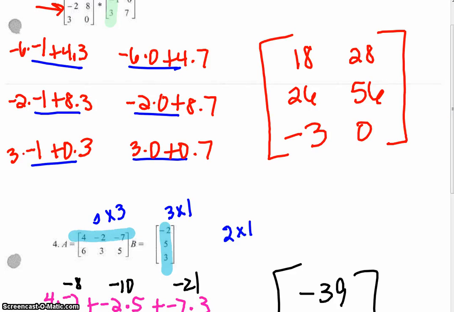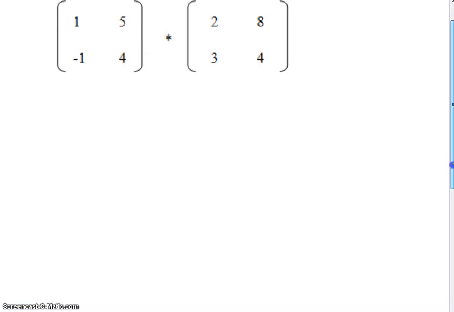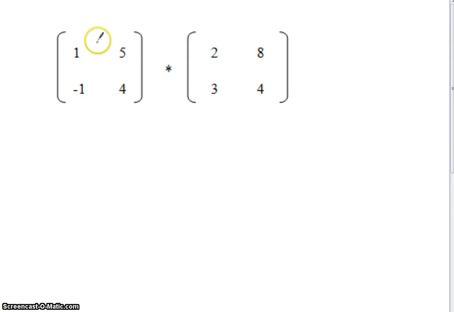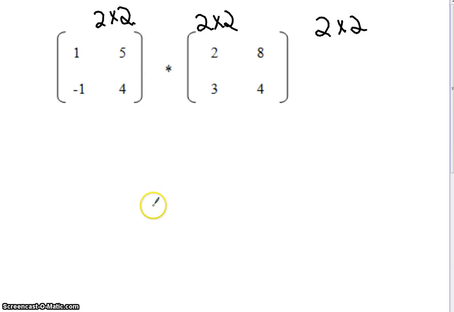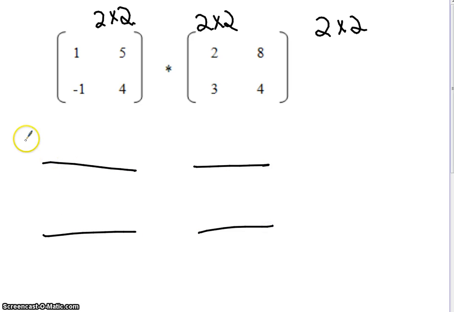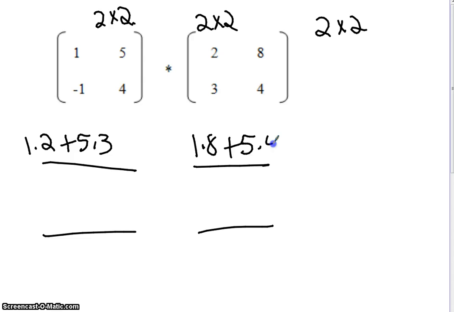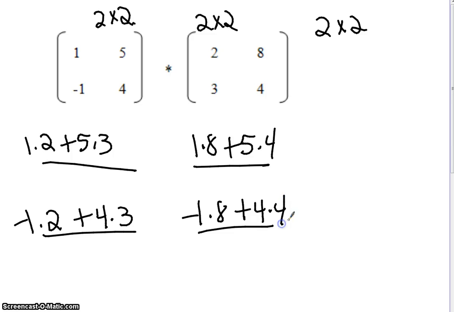Moving to the next page. Start by identifying your dimensions. We have a 2 by 2, and we have a 2 by 2. Yes, you can do it, and your answer is a 2 by 2. So draw out your spots, 2 by 2. 1 times 2 plus 5 times 3. 1 times 8 plus 5 times 4. Negative 1 times 2 plus 4 times 3. Negative 1 times 8 plus 4 times 4.